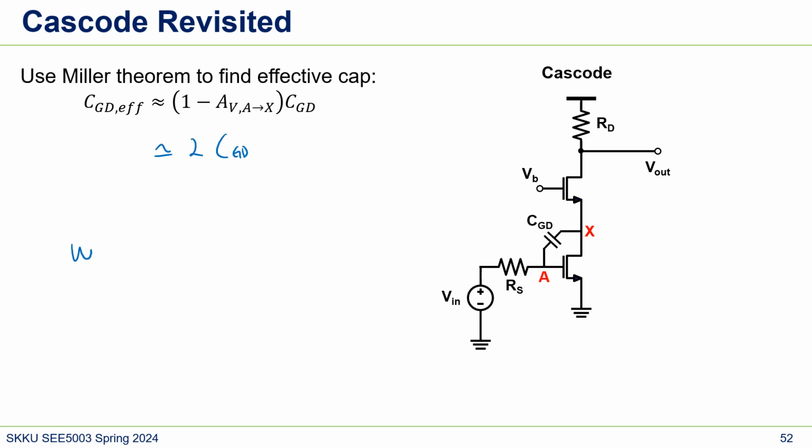So if you calculate the pole at the input node, like this node pole, this would be minus 1 over RS times, we also assume there is CGS, so CGS plus 2 CGD.